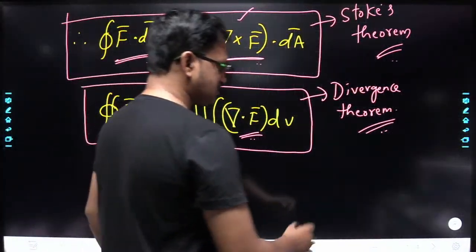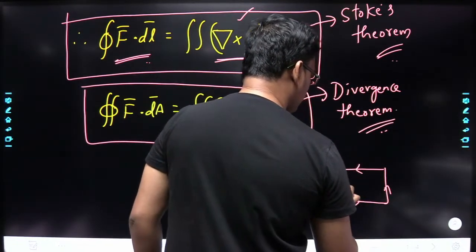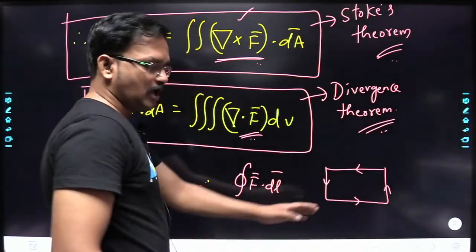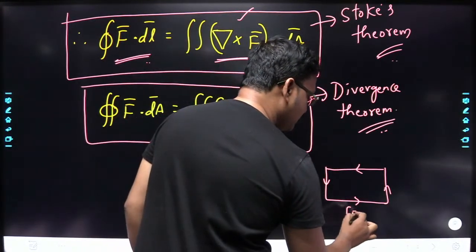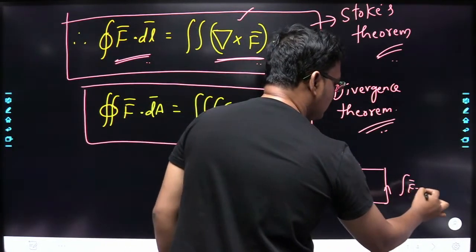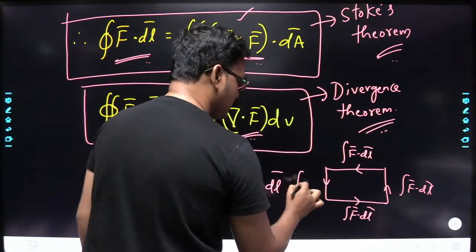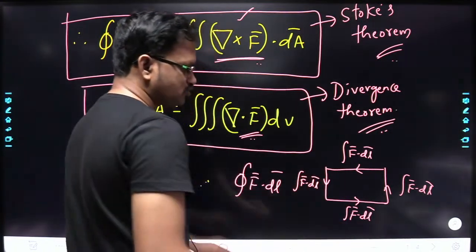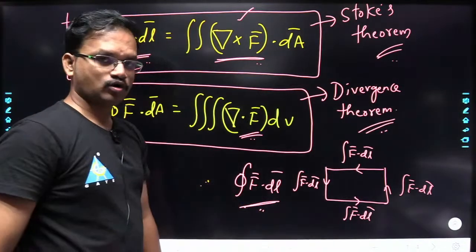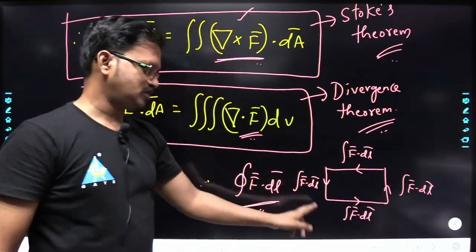Previously we have done some problems where we tried to determine the circulation of the vector field around any closed loop. So what we have done is determine the integral of f bar dot dl bar along this line, plus the integral of f bar dot dl bar along this line, plus the integral along this line, plus the integral along this line. If you add up all of these, you get the circulation of the field around the closed loop. So how many times do you have to do the integration? We have to do the integration 4 times.